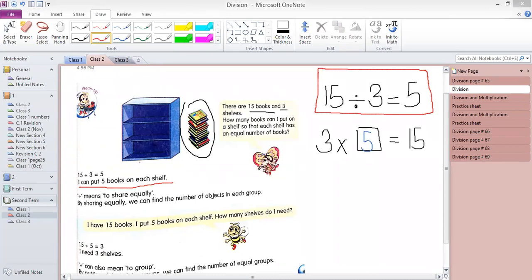That's very good. So this is the division sentence. 15 divided by 3 equals 5. That means I can put 5 books on each shelf. Look, I can show you here also.